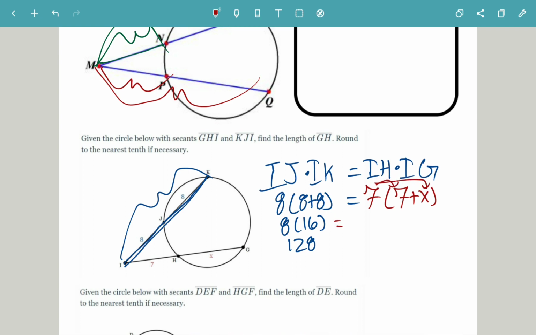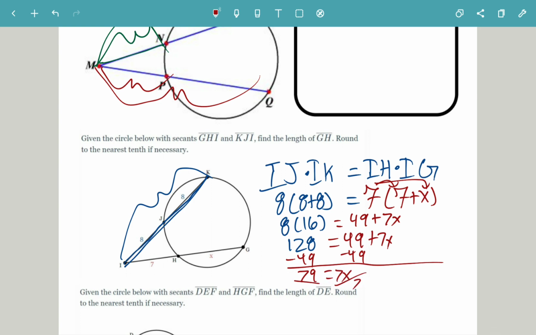Over here we have to do a bit of distributing. So 7 times 7 is 49, plus 7x. Subtract 49 from both sides. So 128 minus 49 gives you 79 equals 7x. Divide both sides by 7. You get 79 divided by 7, which is about 11.3. So x is about equal to 11.3, rounded to the nearest tenth.